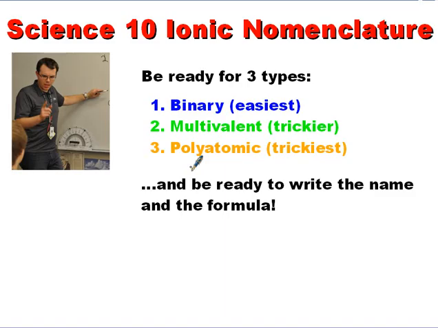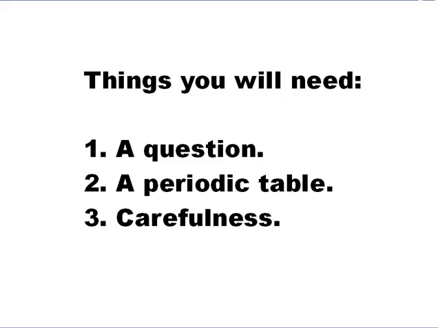I'm going to talk to you about Ionic Nomenclature. Nomenclature, why would you give it such a big, complicated, hard-to-spell word? It just means naming things, writing the name out or writing the formula out. And we're going to be doing both of those today for three types of ionic compounds. Binary, which is the easiest, multivalent, which is a little trickier, and then polyatomic, which is the trickiest one, I think, anyways. That's just what kids tell me. I hopefully think you will find them all pretty easy.